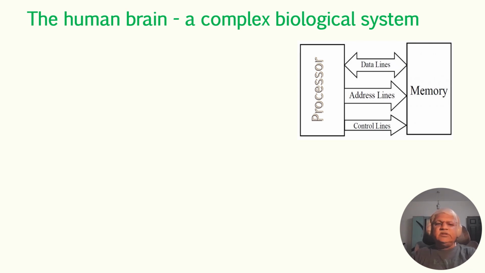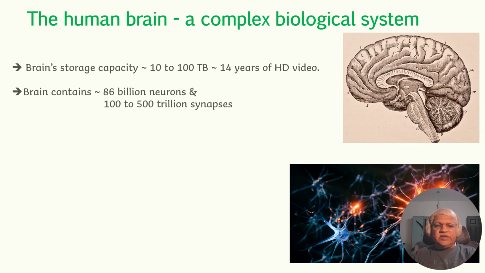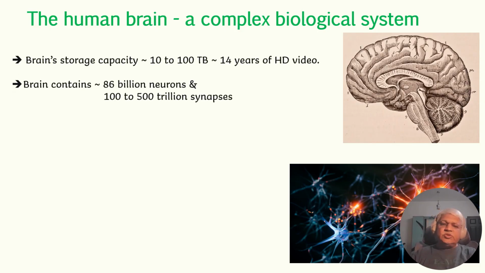The human brain is a complex biological system which sparks curiosity about its capacity for storing information. The brain's storage capacity is close to 10 to 100 terabytes, which is equivalent to 40 years of HD video. The brain usually contains 86 billion neurons and 100 to 500 billion synapses. We'll come to know what these things are.